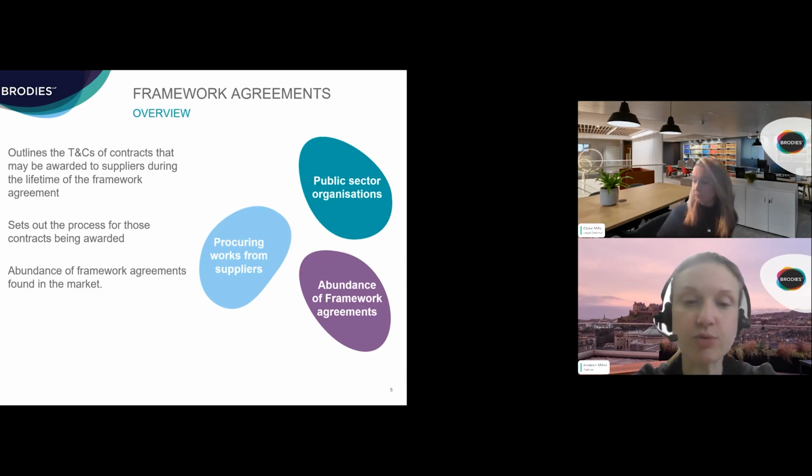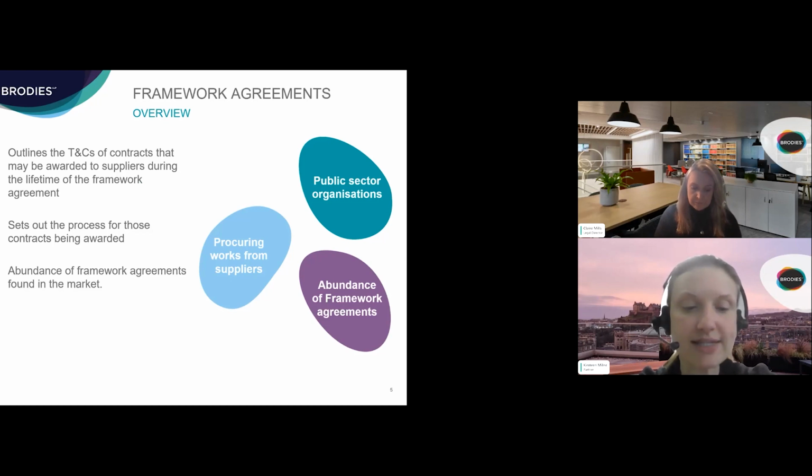The framework agreement will set out the process for the contracts being awarded, usually named call-offs. That may be by mini competition, where several suppliers are asked to submit a bid, or the framework may allow a direct award in certain circumstances. And there may be mixtures of the two processes. So for example, a direct award for contracts under a certain value, or provided that certain conditions are met.